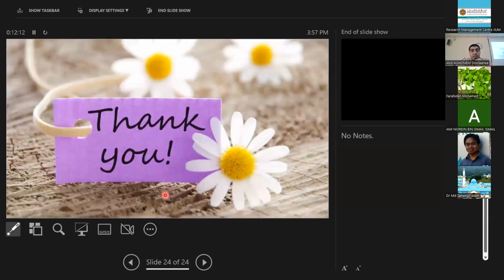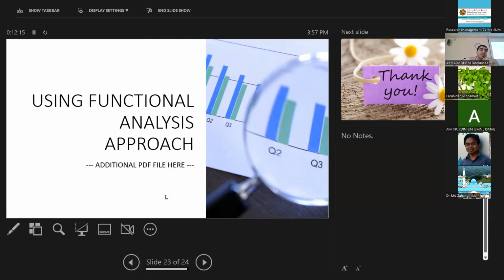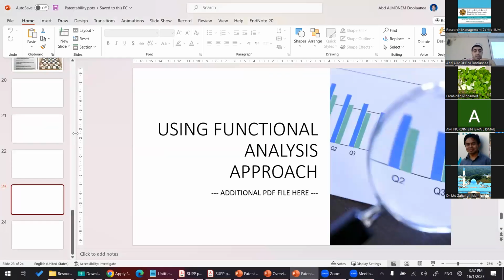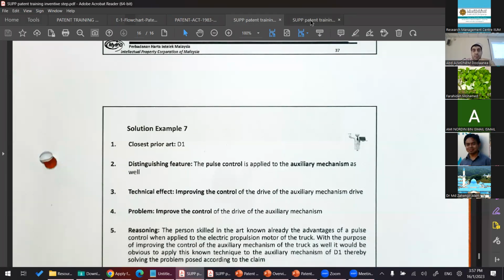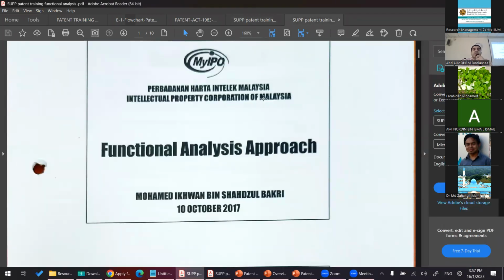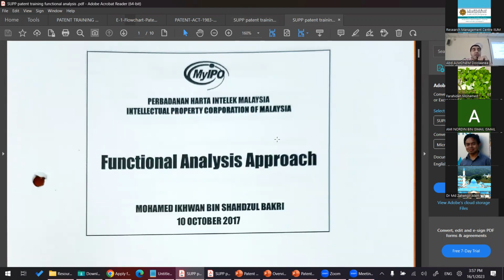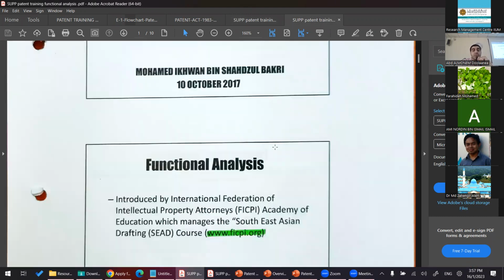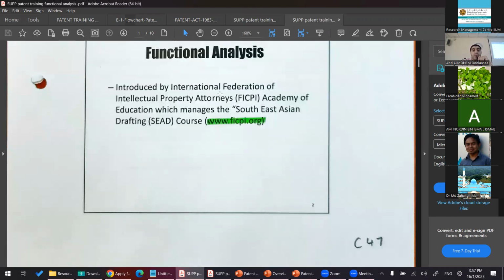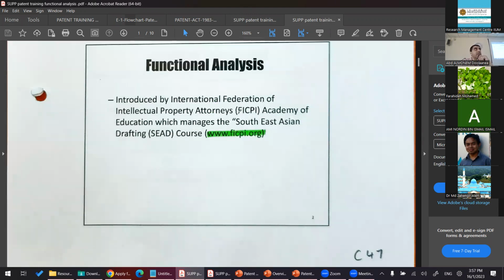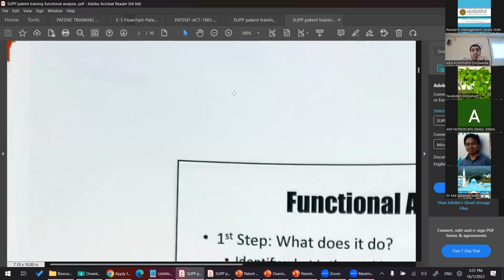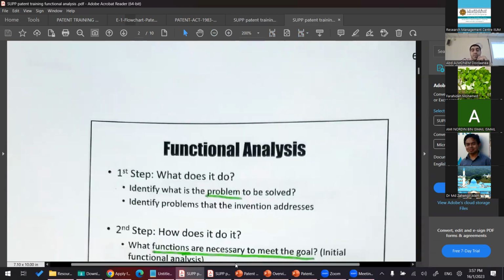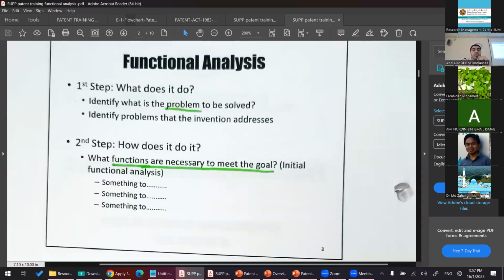Okay, last thing is using the function analysis approach, the way that we came across several times now, but I have several slides only for that one. Okay, it will not take long because we already have the idea now. So how to use this function analysis approach? It was introduced by the International Federation of Intellectual Property Attorneys. Actually, patent examiners in Malaysia, I think they use this one. This is what I remember they told us during the training. So if you use it, you can actually increase your chance of approval.